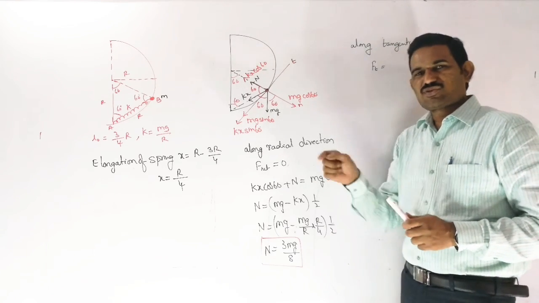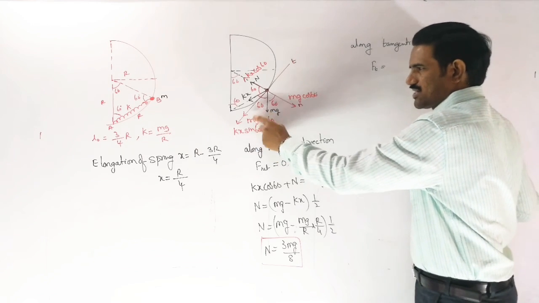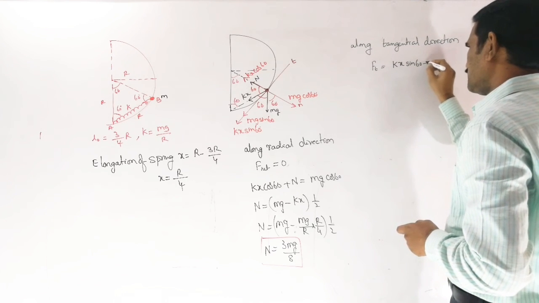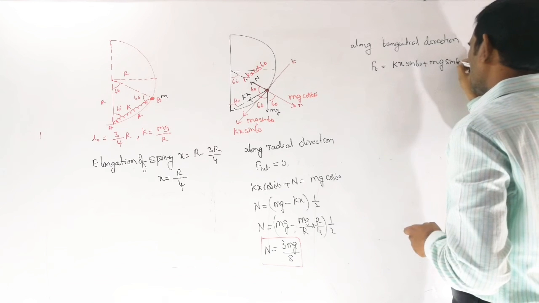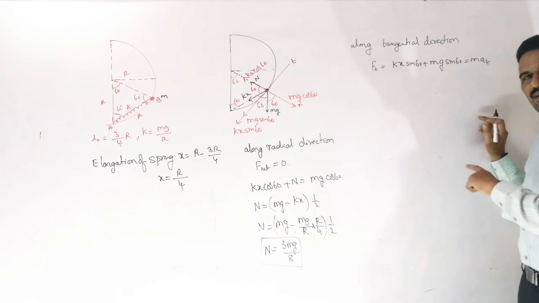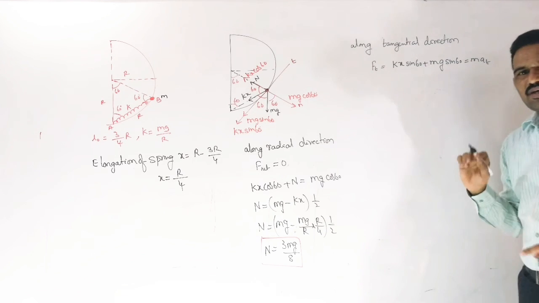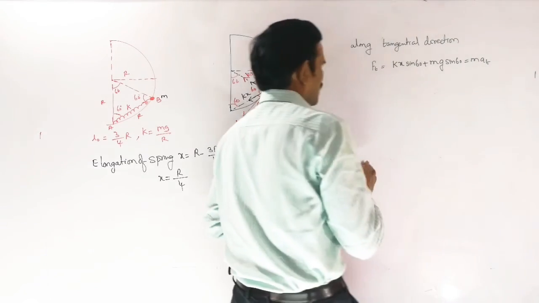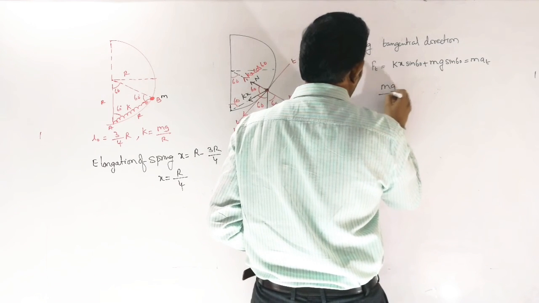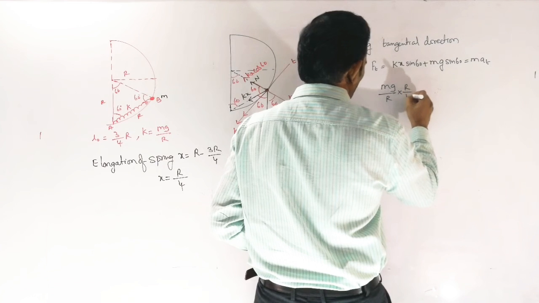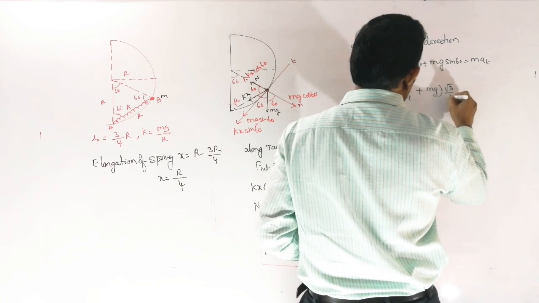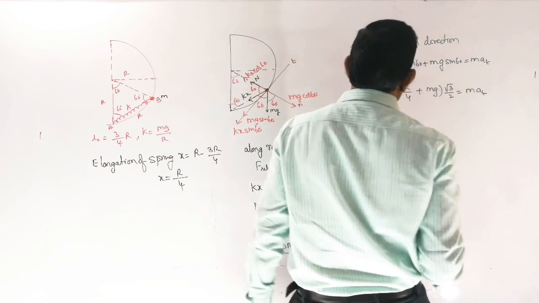So we just need to find the forces along the tangential direction here. These two are in the same direction now. So we can write the tangential force as kx sin 60 plus mg sin 60. This value is equal to m into at. This net force is equal to ma, and as we are writing the tangential acceleration, I am taking it as some at term. Then we can simplify: this k value is mg by r, this x value is r by 4, plus mg, and sin 60 is root 3 by 2, equal to m into at.